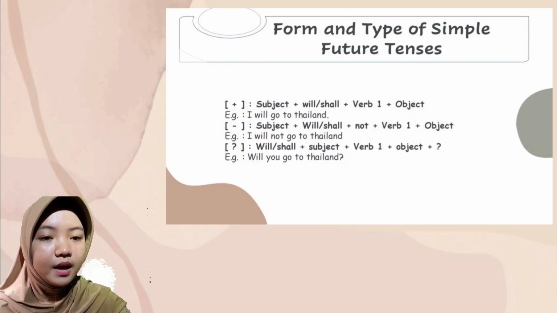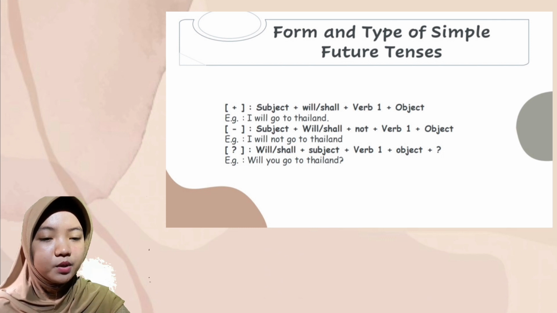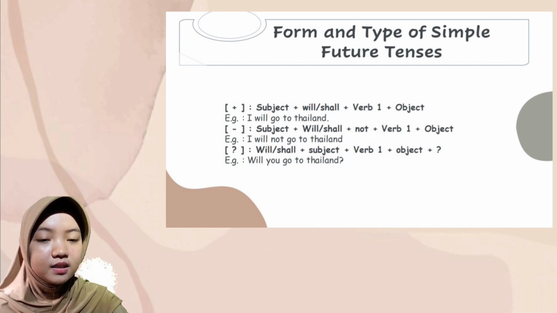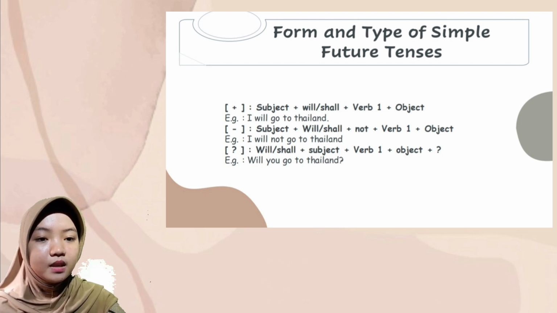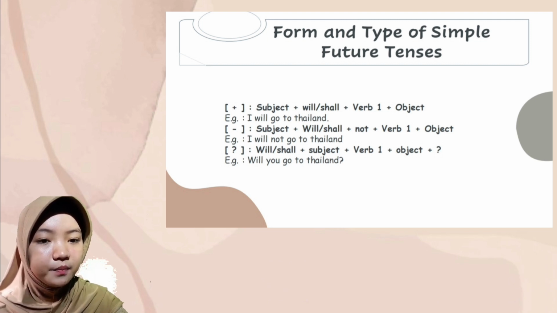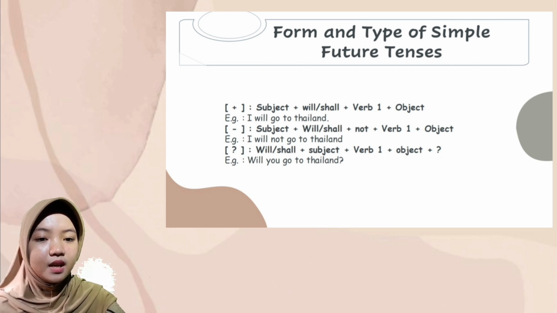And the type and form of simple future are: for an affirmative sentence, the structure is subject plus will or shall plus verb 1 plus object. Example, I will go to Thailand.